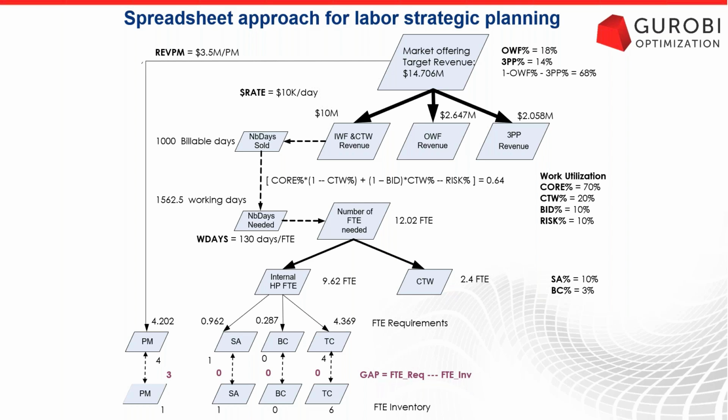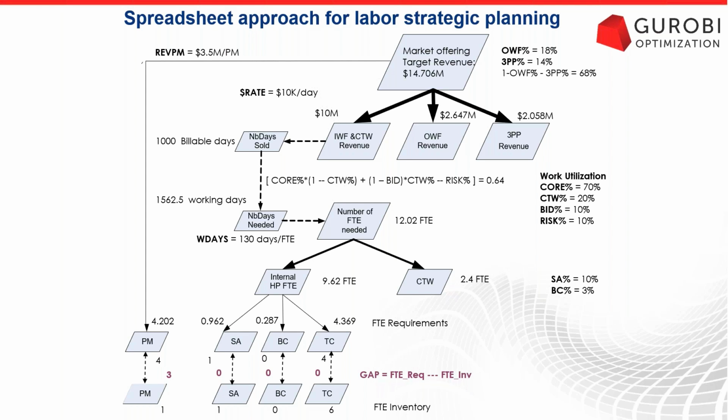Based on history, you might know that 10% of these labor requirements are represented by solution architects. Oh no, before I do that, the planner will say that the contingent workforce needs to be 20% of the total labor requirements of onshore. So 20% of 12 FTE is 2.4 FTE, and this will be the contingent workforce that you will hire. And the rest, 9.62, will be internal workforce.